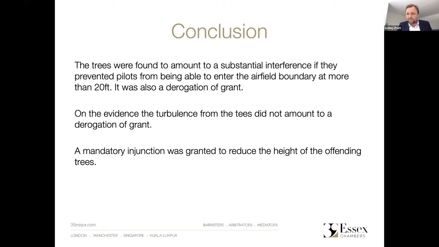So this, to end where I began, to answer the initial question, can you have an easement in the sky? The answer appears to be yes, you can. But as ever, each of these cases will turn on their facts.